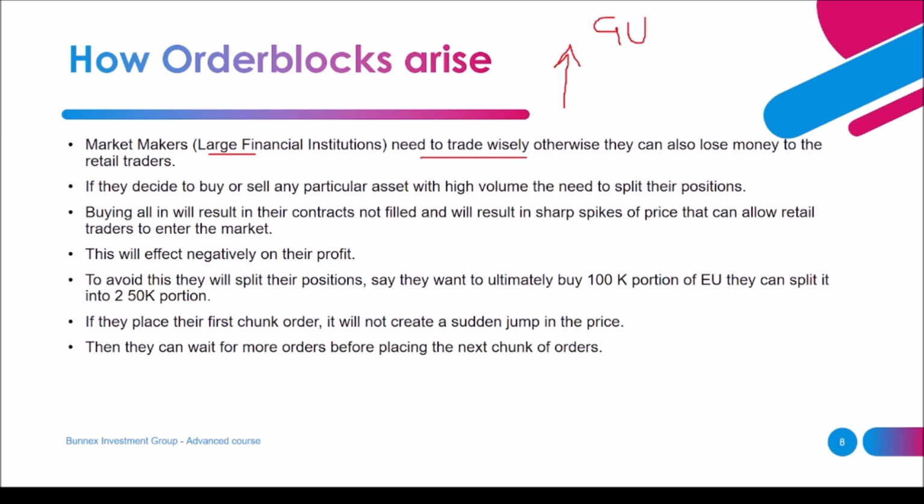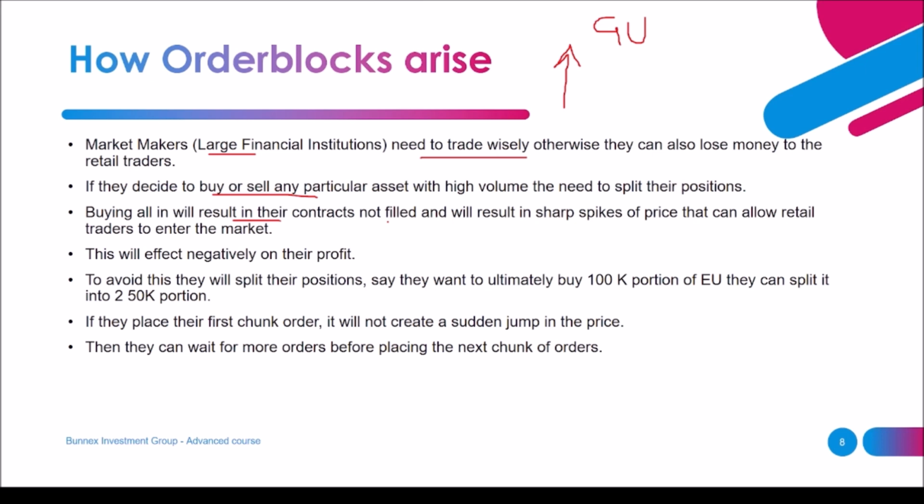So if they decide to buy or sell any particular asset with high volume, they need to split their positions. Since they want to buy with high volume, they cannot just do it with a large sum of contracts at once. Otherwise, their positions will be left unfilled. So buying all in will result in their contracts not being filled and will result in sharp spikes of price that allow retail traders to enter the market.